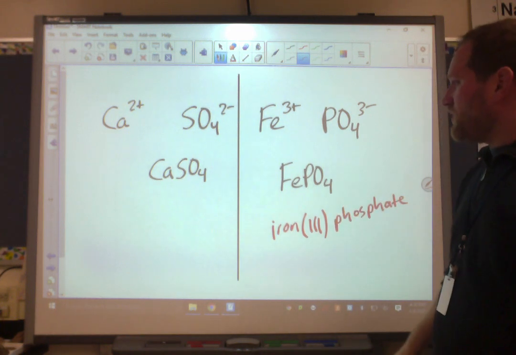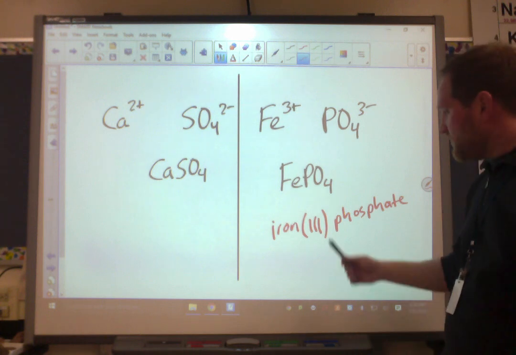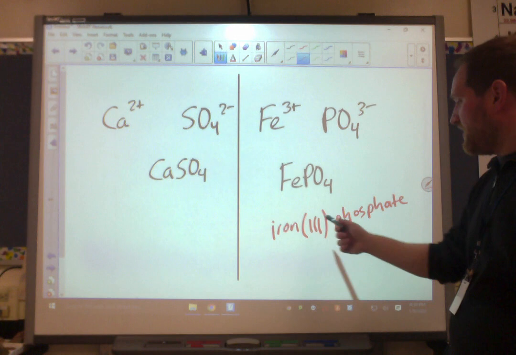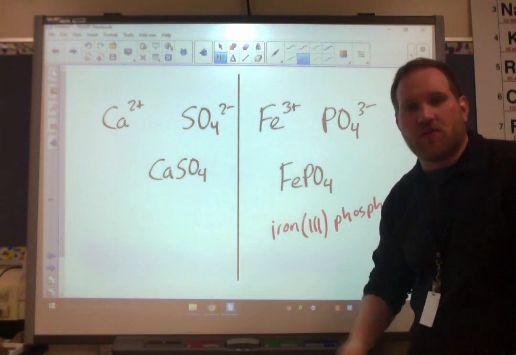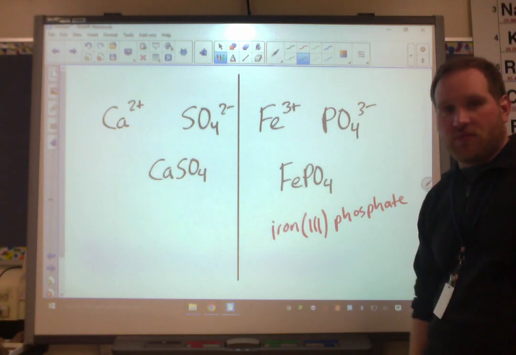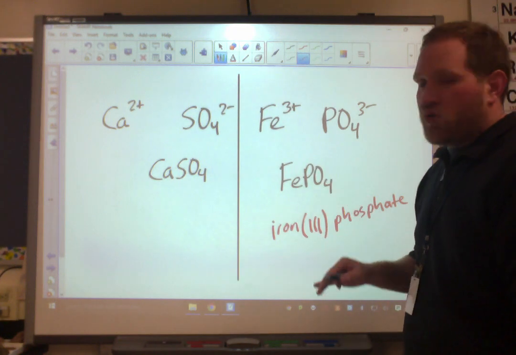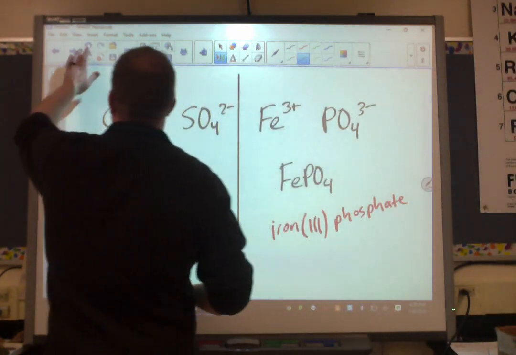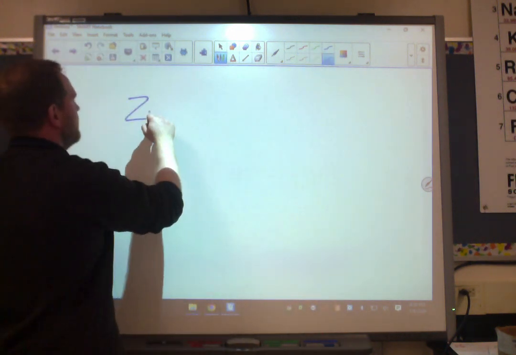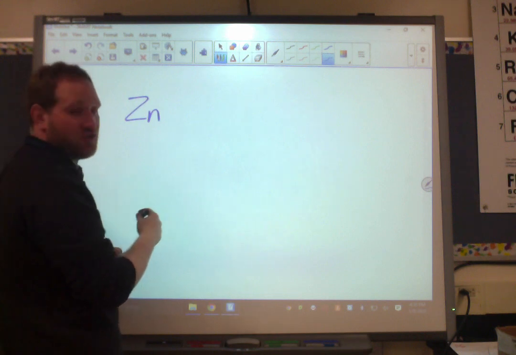Okay? So notice, it's actually pretty easy to name these. You just state the polyatomic ion as your anion, and then the first part's just going to be the name of the metal if it's type 1, or the name of the metal plus the charge if it's type 2. Now obviously these get more complicated when it's not 1-to-1 ratios. For example, what if we have zinc bonding with hydroxide?